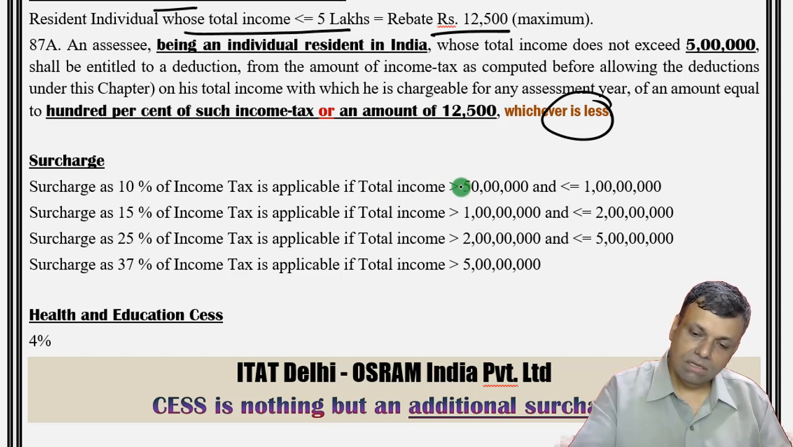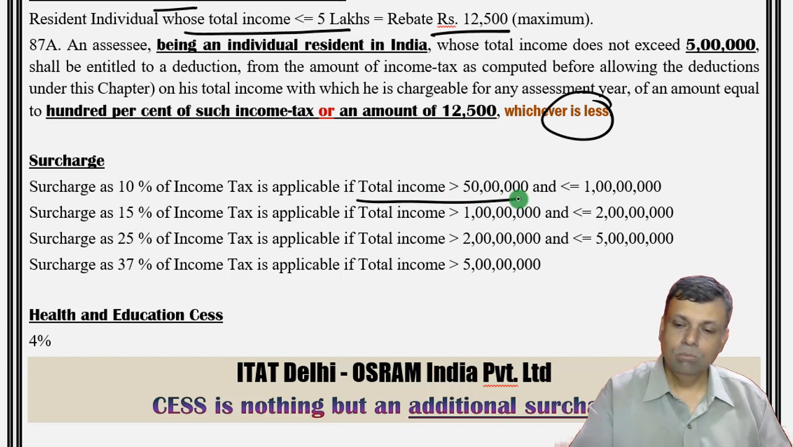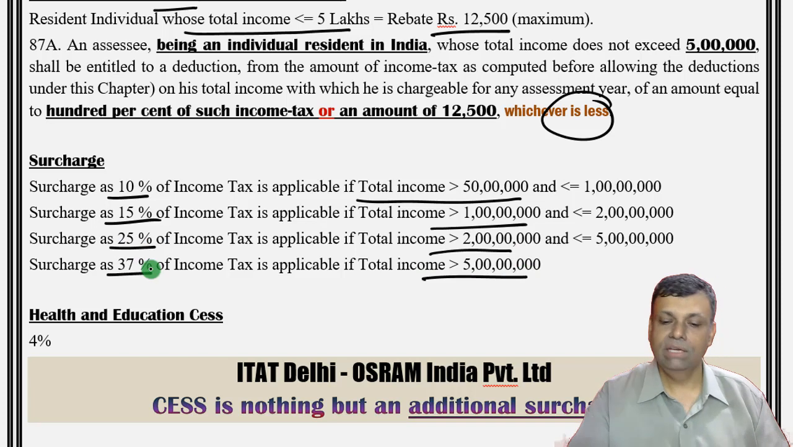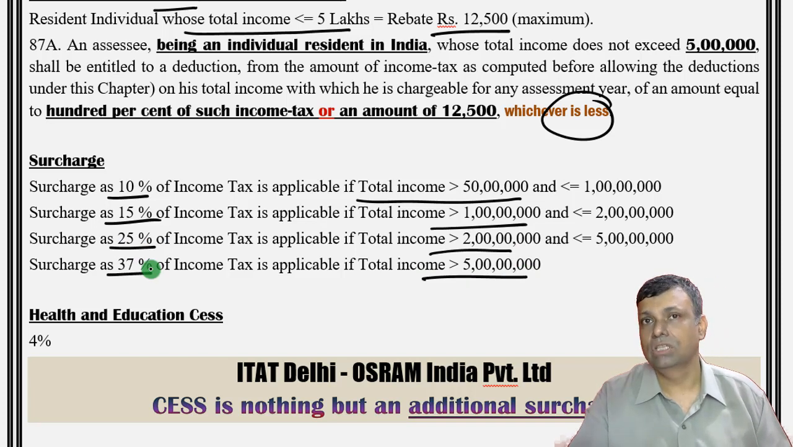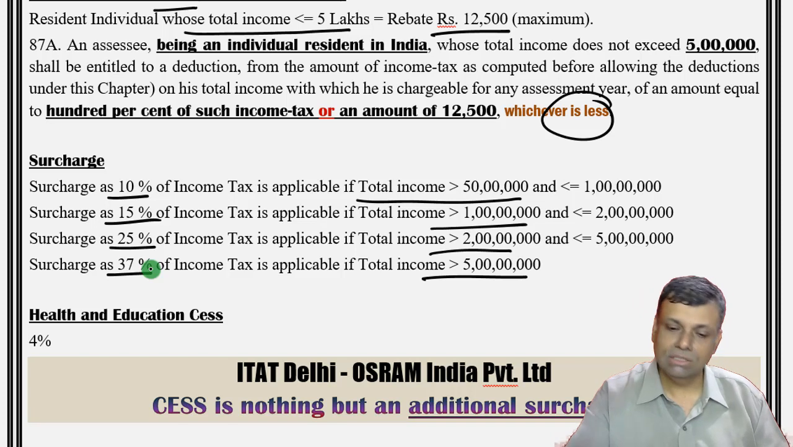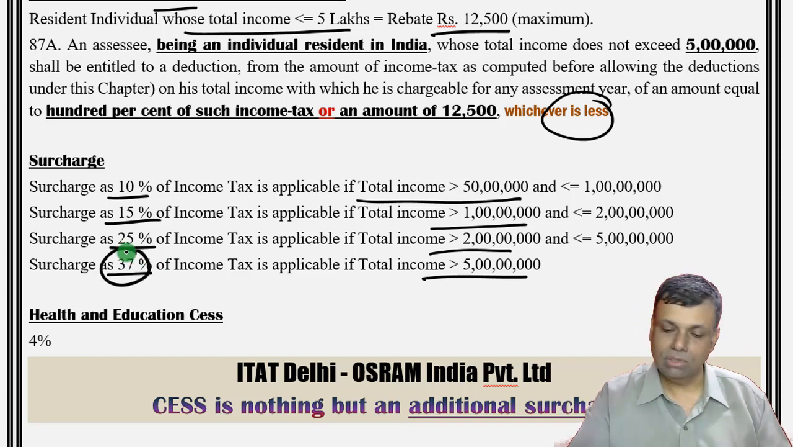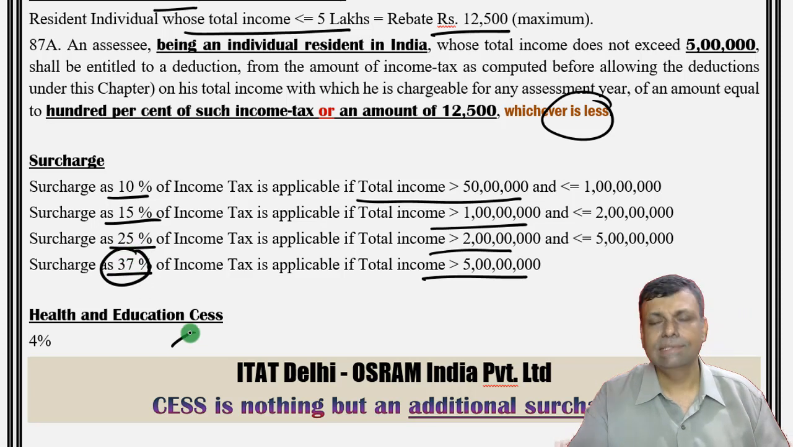If the total income is more than 50 lakhs, then it is a 10% surcharge. If it is more than 1 crore, then a 15% surcharge. If it is more than 2 crores, it is a 25% surcharge. And if it is more than 5 crores of income, then it is a 37% surcharge. Okay, so these are the 4 categories of surcharge which are applicable, and the highest surcharge, which is a dramatic increase by the government, is 37%. Okay, and your cess is anyway the same figure. There is no change in the cess.